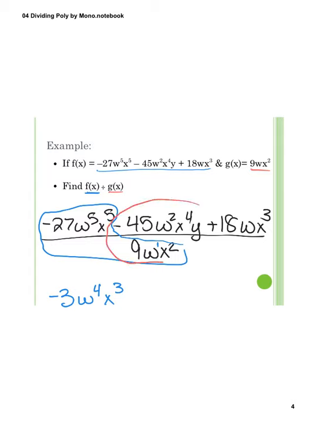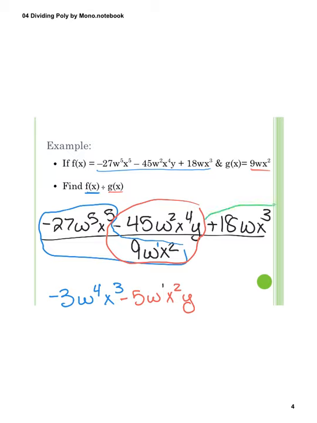Then I'm going to look at the second term. Negative 45 divided by 9 is negative 5. 2 minus 1 is 1. Again, that 1 is optional. x to the fourth divided by x squared, 4 minus 2 is 2. We still have a y on top, so we're going to leave that y because we're not taking any away.